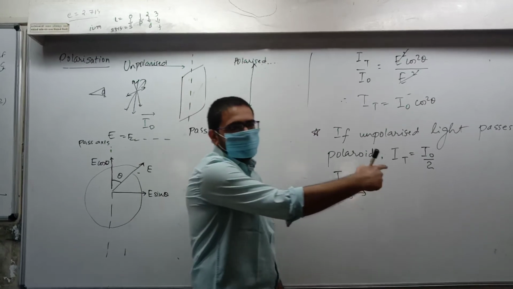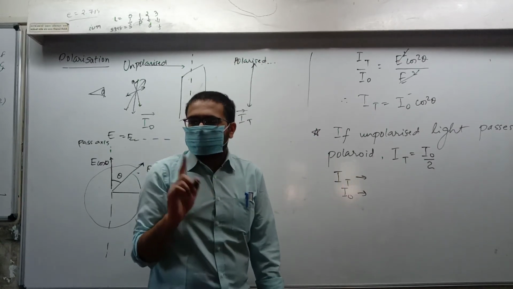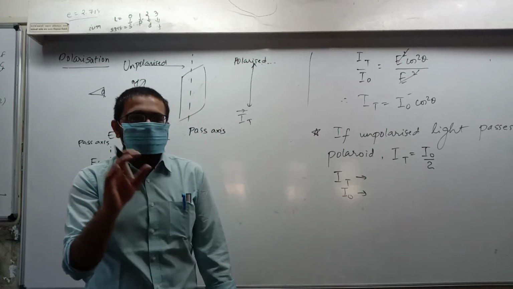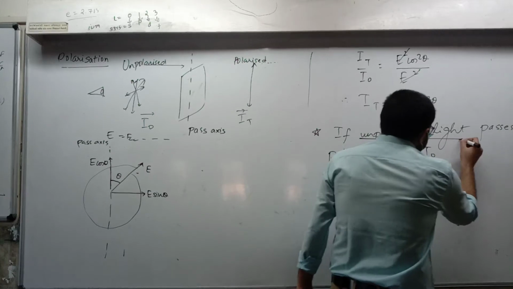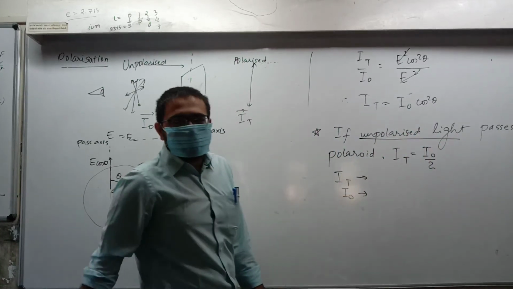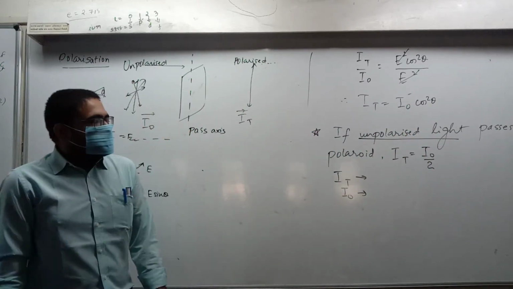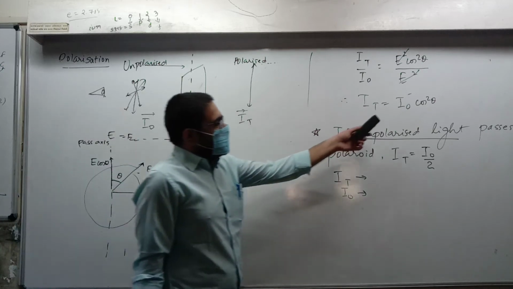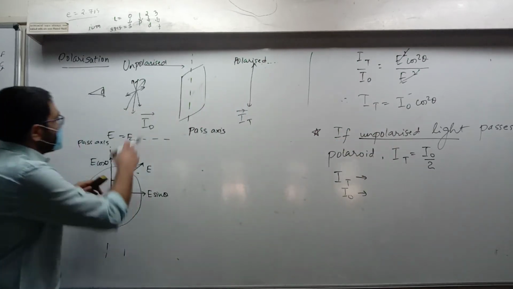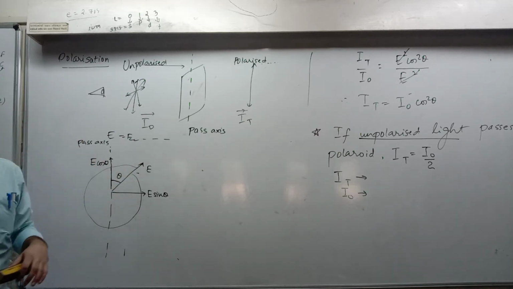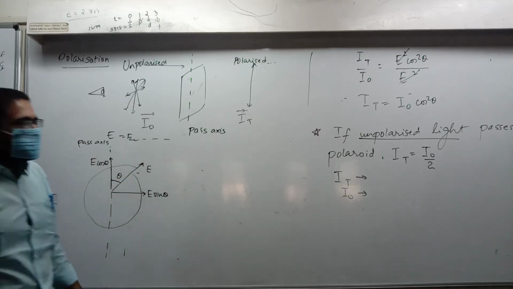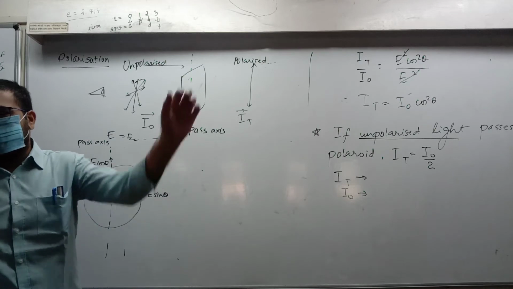IT is the transmitted intensity. And I0 is the incident or original intensity. Alright? Do not forget this. Again, why did we take average? Because we know that in unpolarized light it will be everywhere. Here, everywhere. So we have to take the average of cos square theta.